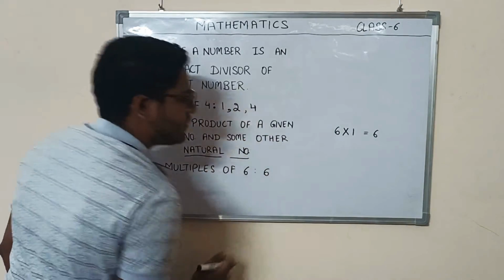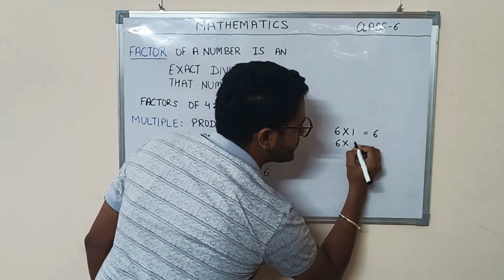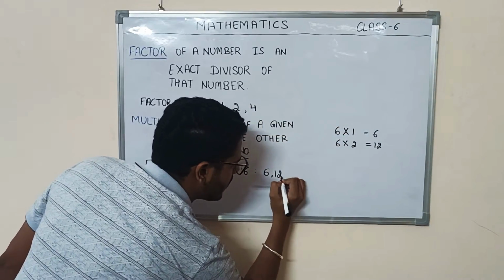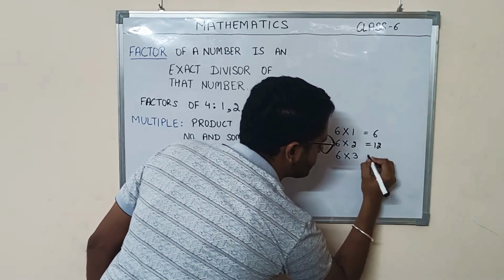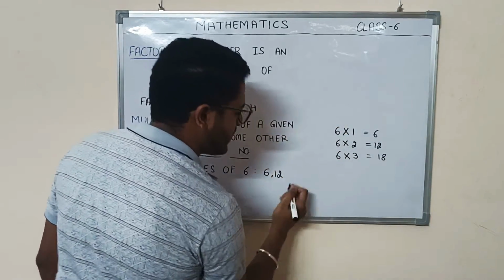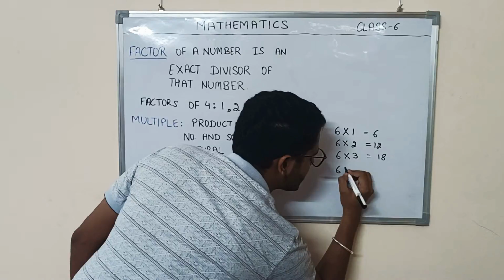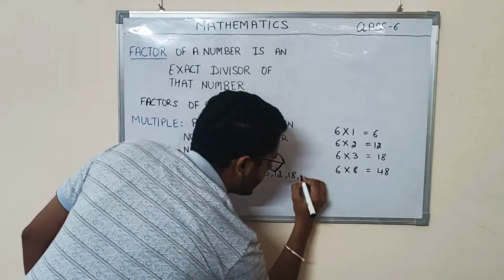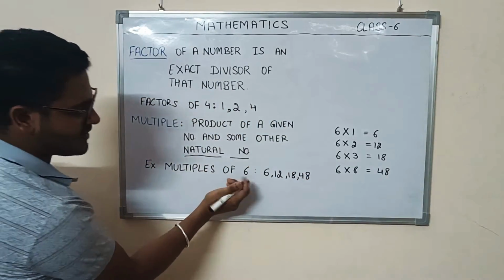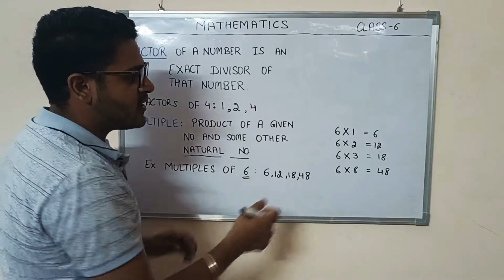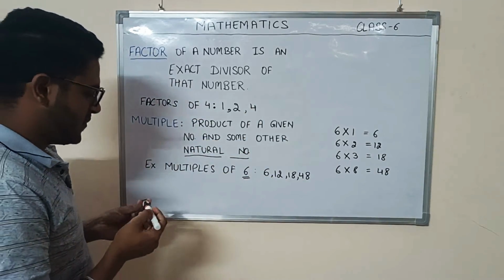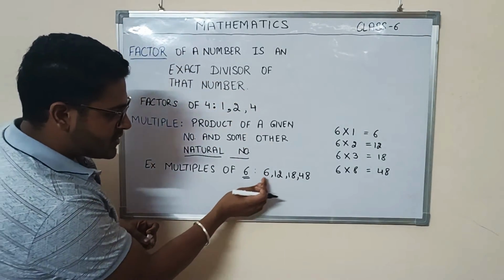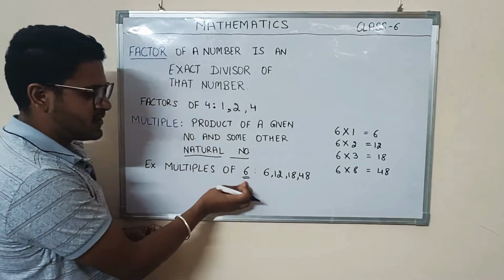Now let's multiply the given number 6 with another natural number, that is 2. Now we get 12. Similarly, we can get 6 into 3, which is 18. 18 is also a multiple. Let's say 6 multiplied by 8 is 48. 48 is also a multiple of 6, right? So this way we can simply calculate the multiples of a number. One point to be noted here is that all the multiples of a number are either equal to that number or greater than the number, right?